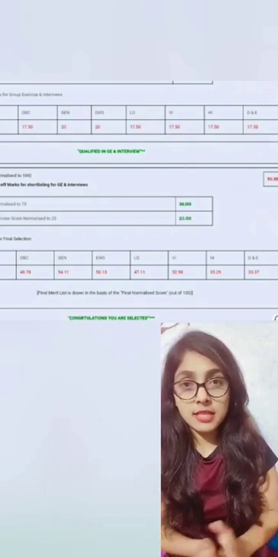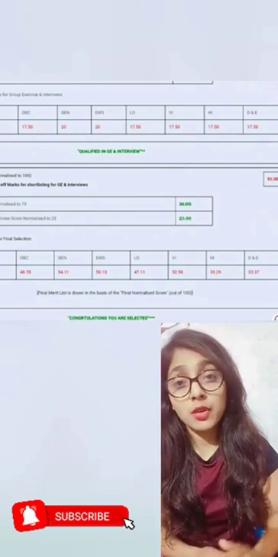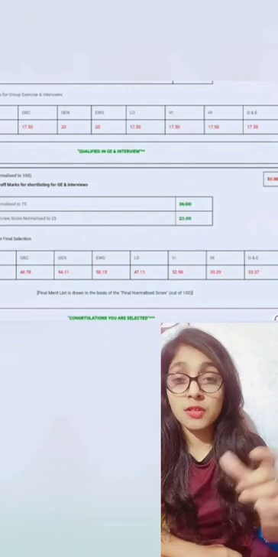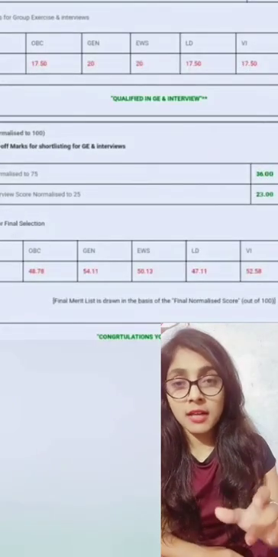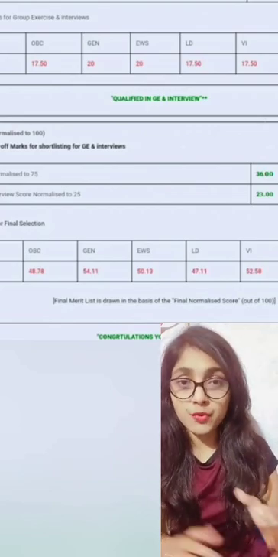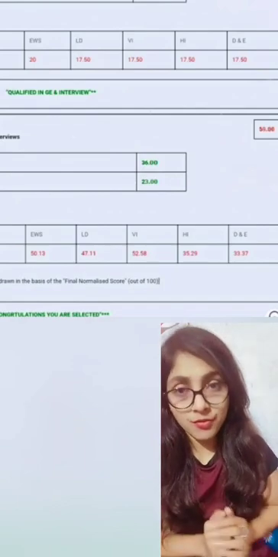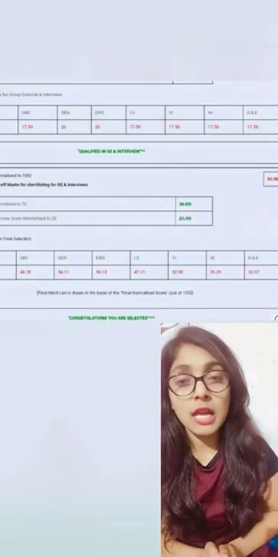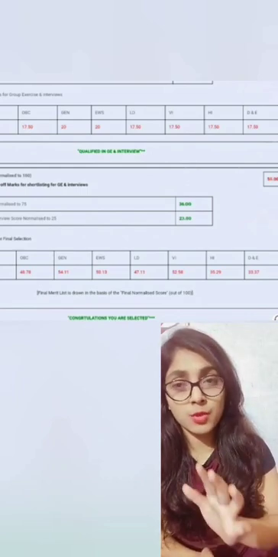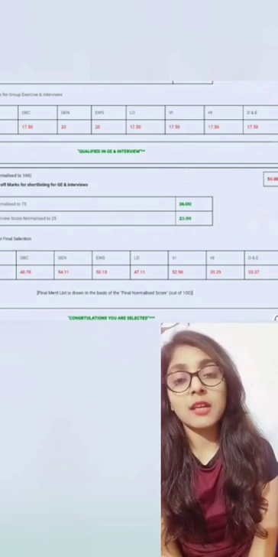Since there is normalization in the SBI PO mains examination, my marks in the objective paper were normalized to 36 out of 75, and the GD and interview marks were normalized to 23 out of 25. So a total of 59 marks I got out of 100. So 59 out of 100, that was my final score, and I got 5 marks more than the cutoff. The cutoff was 54 and I got 59 marks. So that was my score.